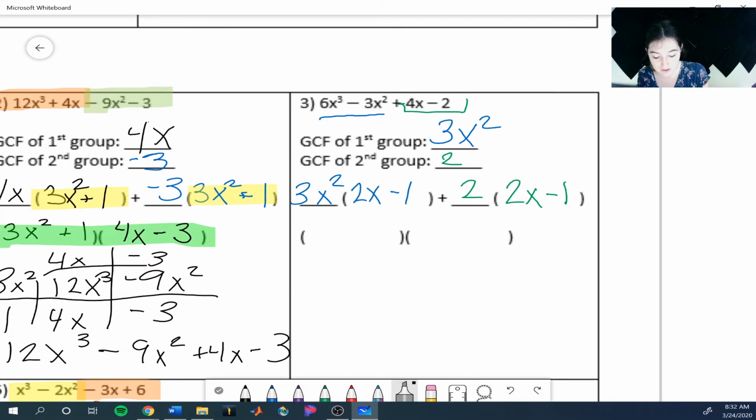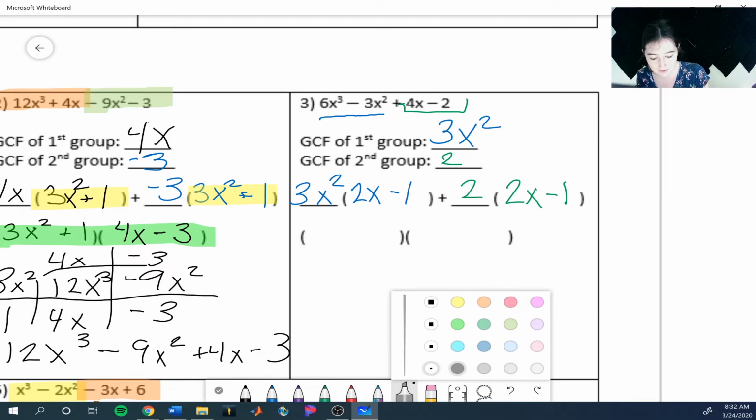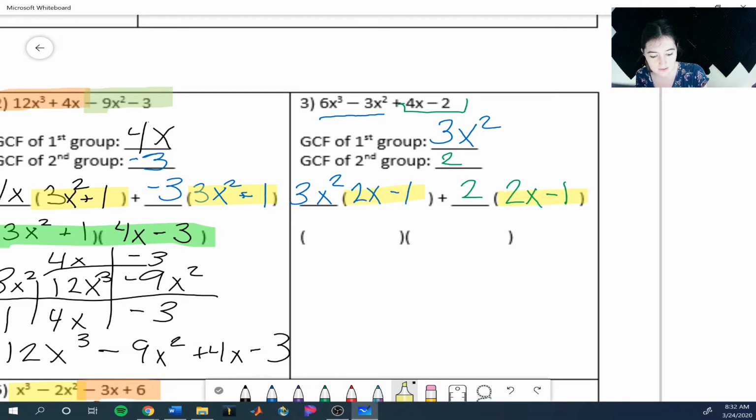All right, if we notice, these two are the same. So that means we're going to factor out our 2x minus 1 from each part. So I'm going to write 2x minus 1 right here. If I factor out 2x minus 1 from the first part, so this first section right here, what do I have left?